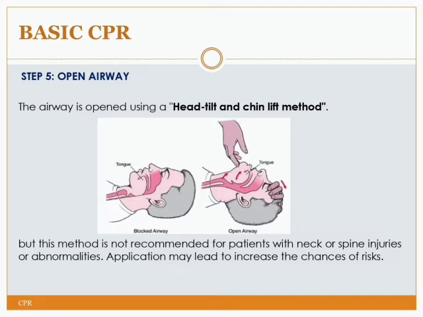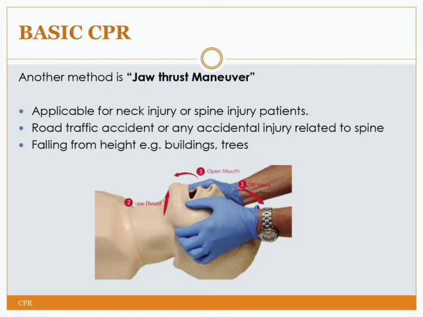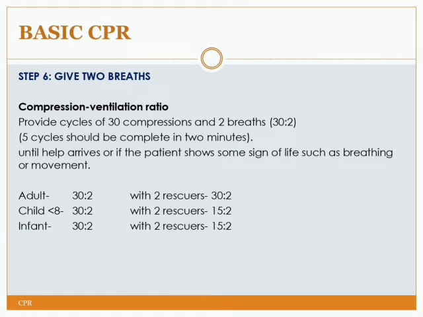But this method is not recommended for patients with neck or spinal injuries because it may increase the chances of risk. And the second method is the jaw thrust maneuver. This method is applicable for patients with neck or spinal injury, road traffic accident or accidental injury related to the spine, falling from height. Step number 6, give 2 breaths.